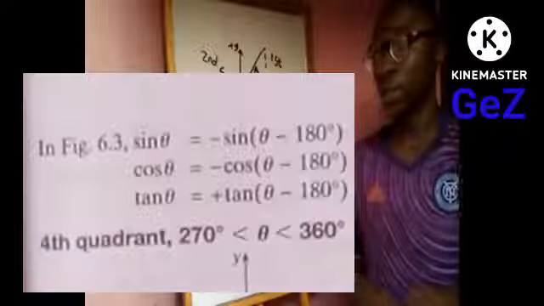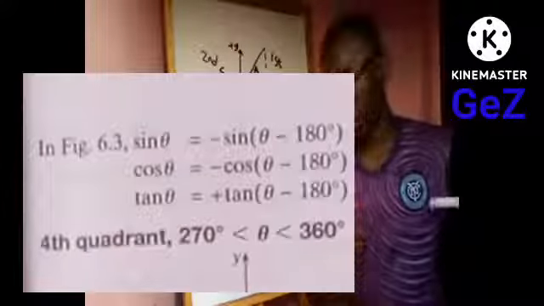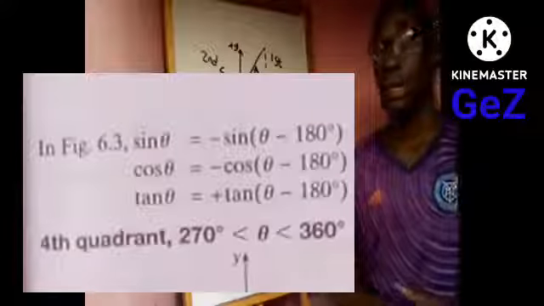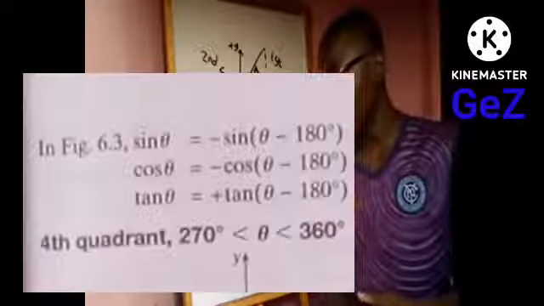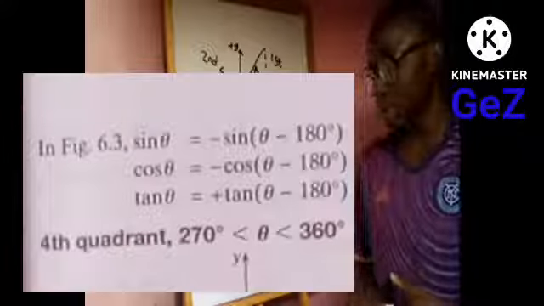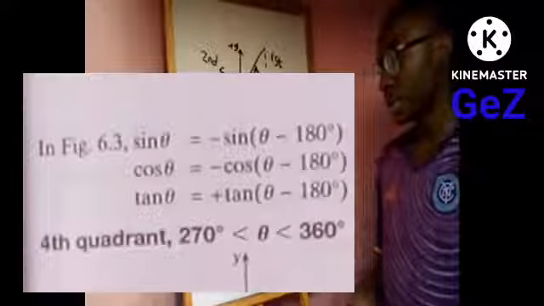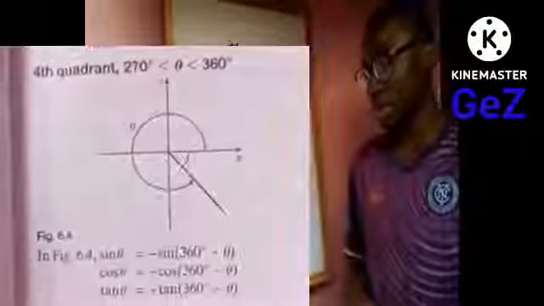So in this third quadrant, you can also see that only your tangent is positive. Sorry, that will be the fourth quadrant though. Only your tangent is positive in the fourth quadrant. Yes.